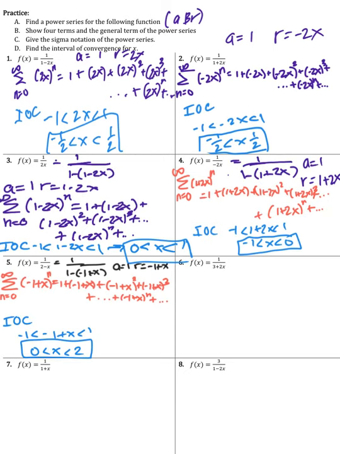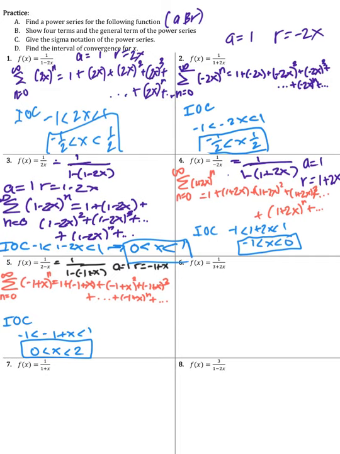So 3 and 4 are really similar in setup. You need to manipulate that to be of the form 1 over 1 minus r. So on 3, that's going to be 1 over 1 minus the quantity of 1 minus 2x. On 4, that's going to be 1 over 1 minus the quantity 1 plus 2x. Then you can identify your common ratio and you can list off those terms. Don't forget your ellipses, don't forget your general term, and then you can find that interval of convergence.